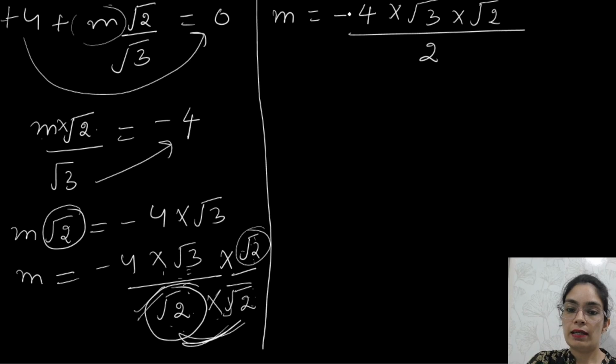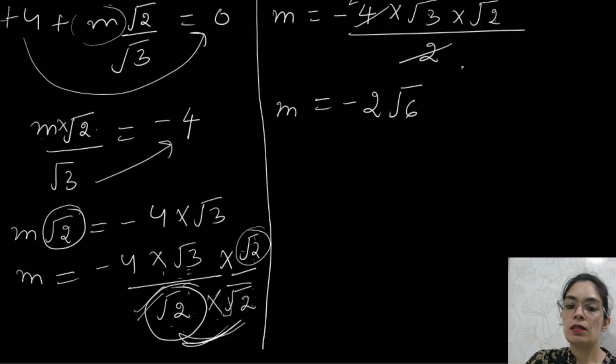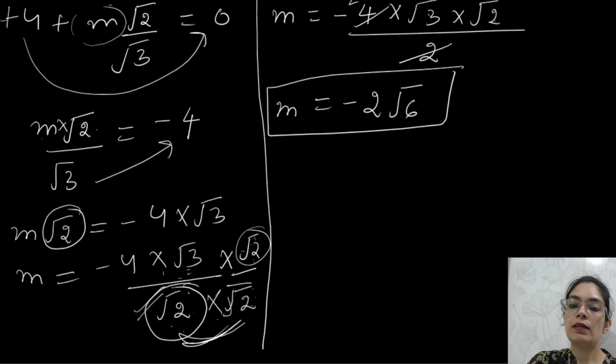So let's simplify. Here we can do cancellation, 2 into 1, 2 into 2. So m is equal to negative 2, and roots we can multiply, so root 3 into root 2 is root 6. So m's value we got is minus 2 root 6. So this was the value of m. Let's do the next question now.